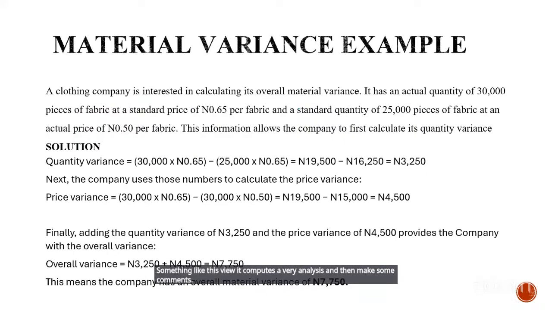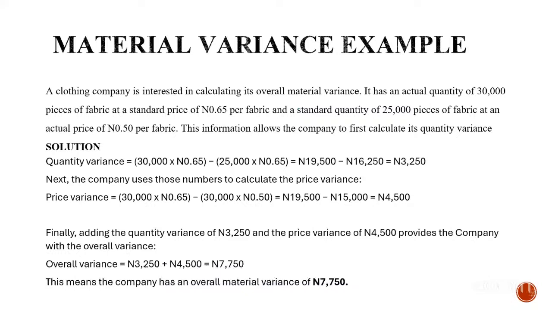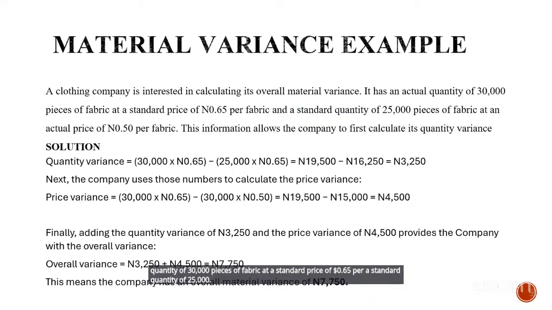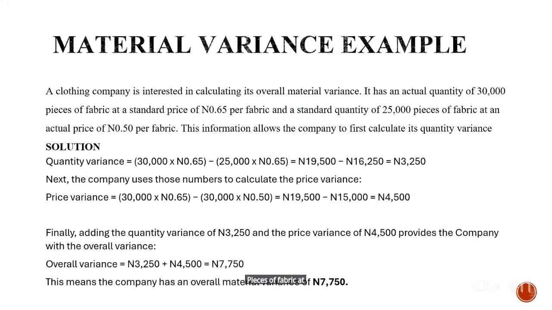Just by the way, let's look at this one. Material variance example. A clothing company is interested in calculating its overall material variance. It has an actual quantity of 30,000 pieces of fabric at a standard price of 0.65 naira per fabric and a standard quantity of 25,000 pieces of fabric at an actual price of 0.5 naira per fabric. This information allowed the company to first calculate its quantity variance.